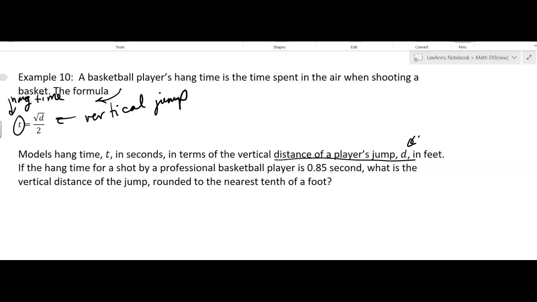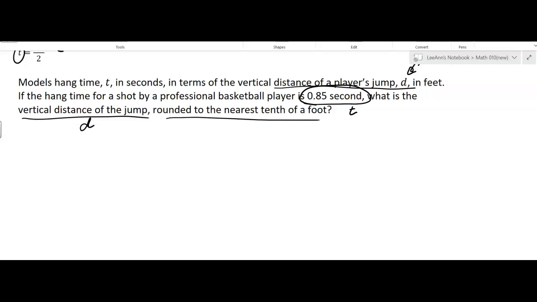Okay, it says if the hang time for a shot by a professional basketball player is 0.85 seconds. Okay, that's the time then. What is the vertical distance of the jump? So that's the d. We're trying to figure that out, and we're going to round our answer to the nearest tenth of a foot. Okay, so let me get the formula. t equals the square root of d over 2.